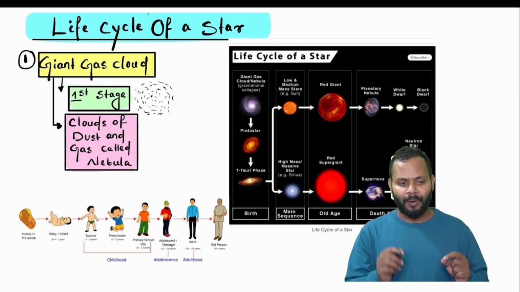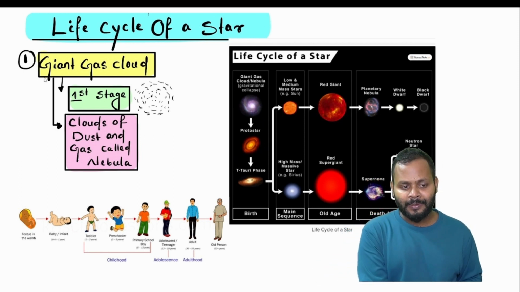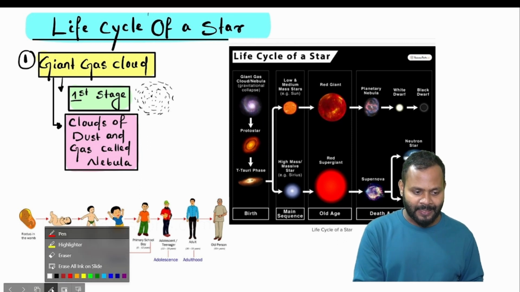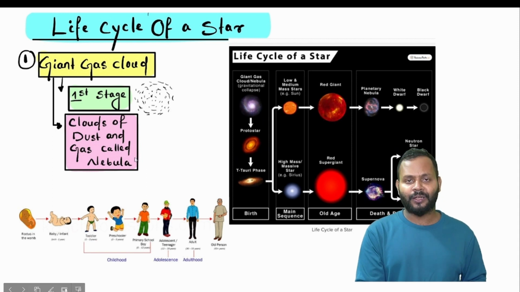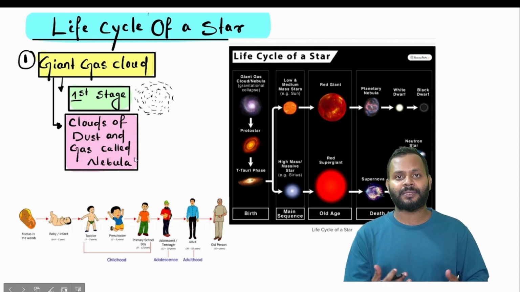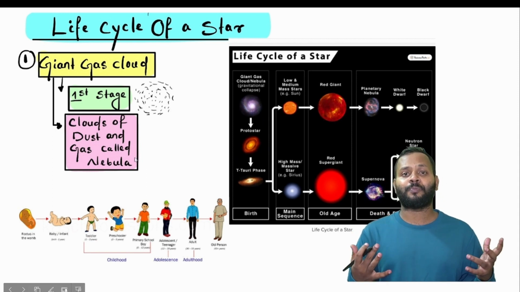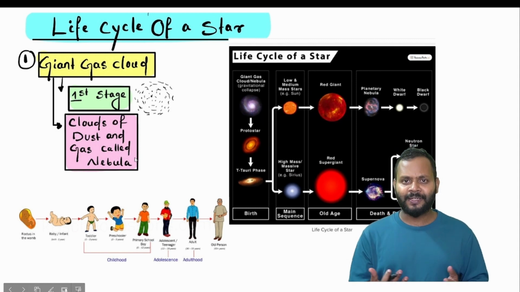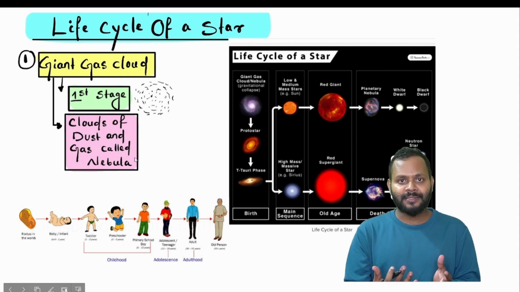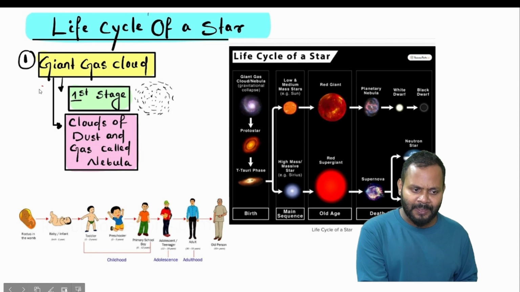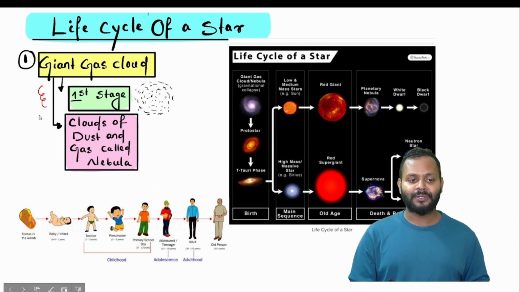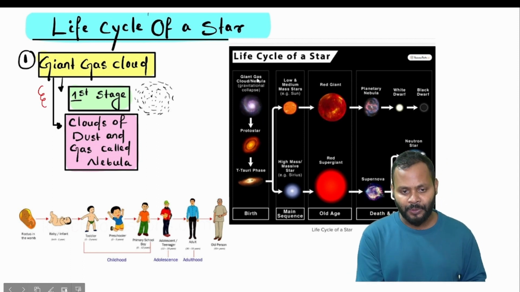During the birth, the extremely beginning phase of the star, maybe we cannot experience the influence of the star. Maybe the star is not properly visible, but the existence is there. It is the extremely beginning phase of the star, and that is called a giant gas cloud.